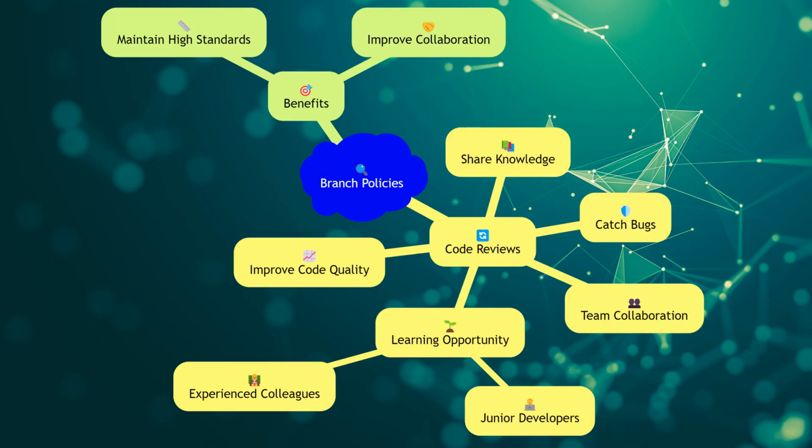One of the most common branch policies is requiring code reviews. This ensures that at least one other developer has reviewed the code before it gets merged. Code reviews help catch bugs, improve code quality, and share knowledge among team members. They also provide an opportunity for junior developers to learn from more experienced colleagues. By enforcing code reviews, teams can maintain high standards and improve collaboration.